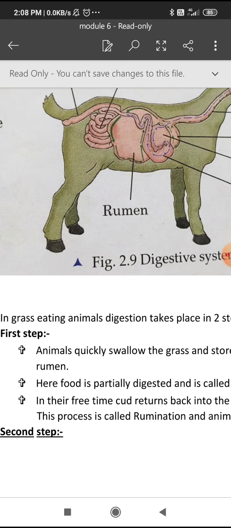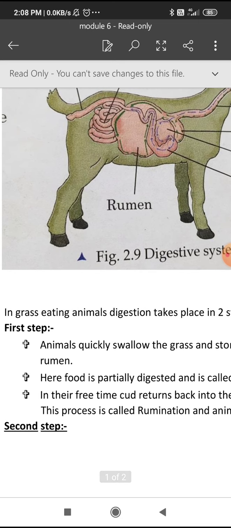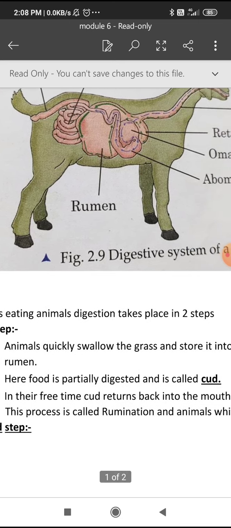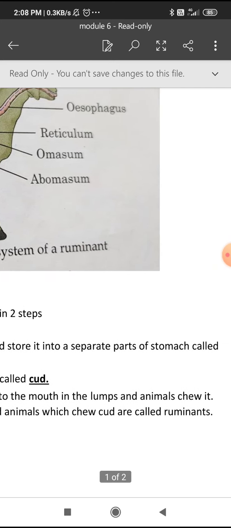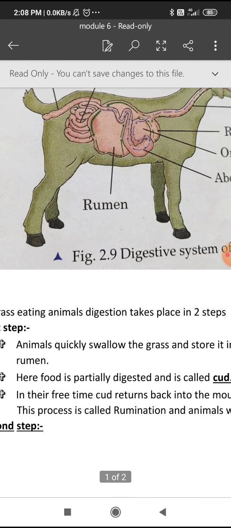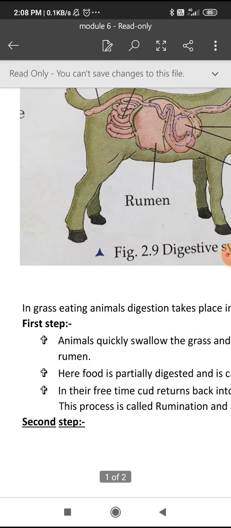Here the food is partially digested, and that is called cud. So when they have free time, that food is returned back to their mouth in the form of lumps, and then they chew it. This process is called rumination. That means chewing the partially digested food, the cud, back again in their mouth. That's why these animals are called ruminants. They can chew the cud. So this comes in the first step.